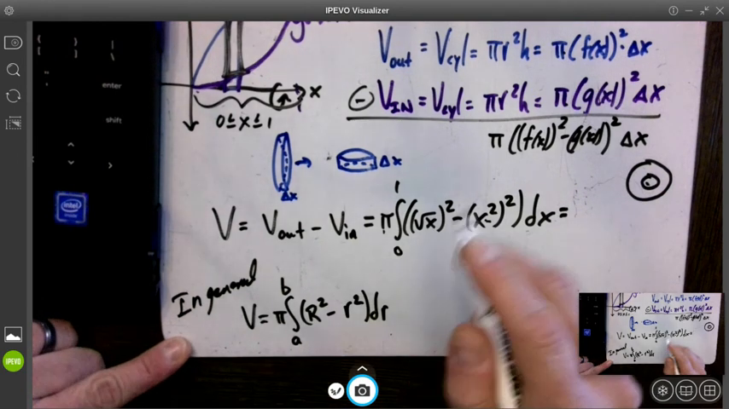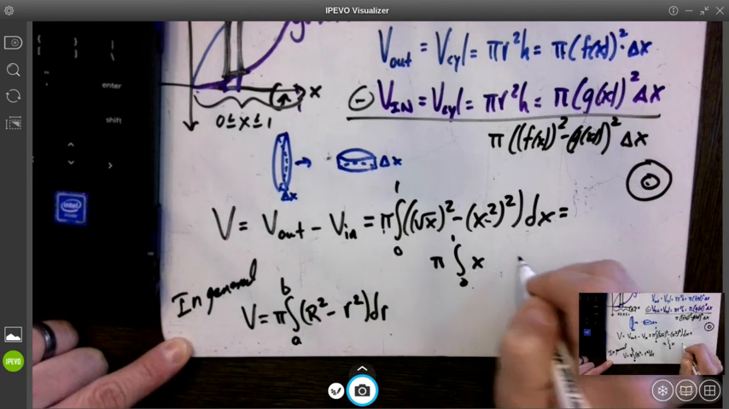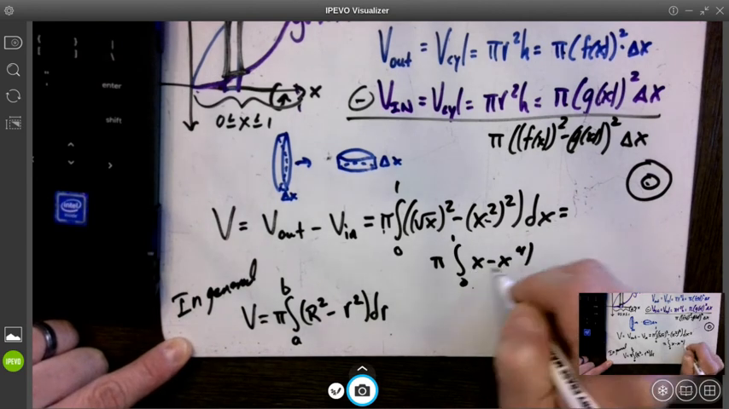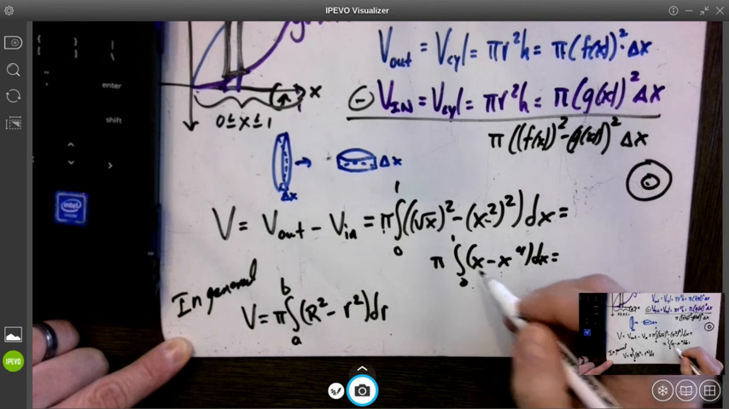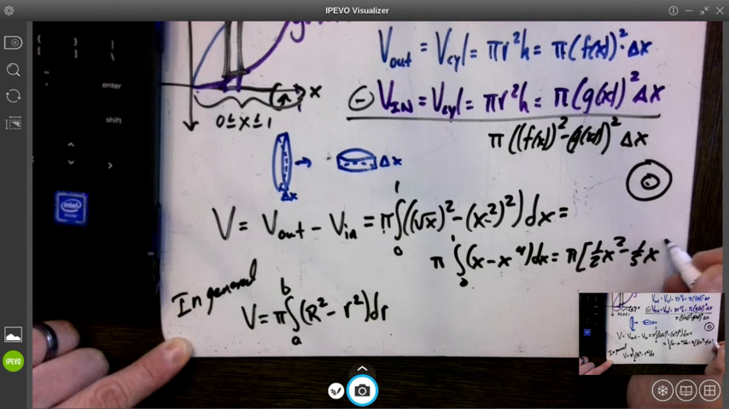Let's just clean. I'm going to have pi, 0 to 1. Dirty math. Clean it up. Here we go. And then let's see. I'm going to get pi, and then my integral is going to be a half x squared minus 1/5 x to the 5th from 0 to 1.